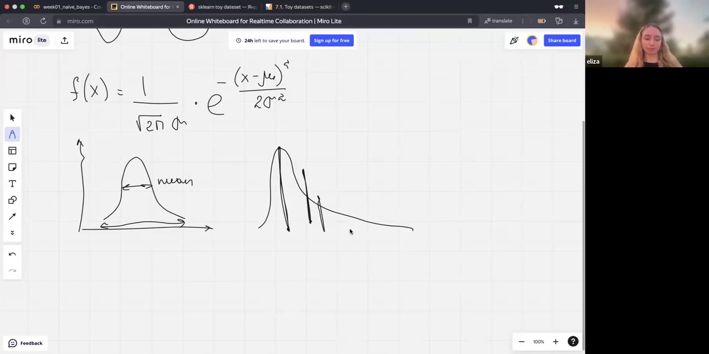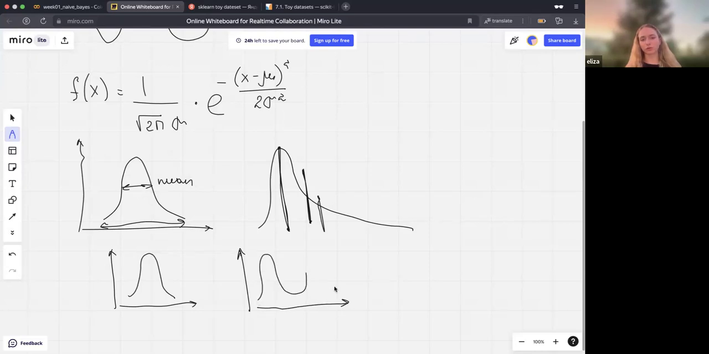When you build your distribution of the data, you have graphs in Matplotlib, for example, or Seaborn. And when you have a unimodal distribution, only one mode in your distribution, you can use the normal distribution for describing your data, and it's okay. But sometimes you can have a distribution, for example, like this, with two modes, and it's not described well by the normal distribution.